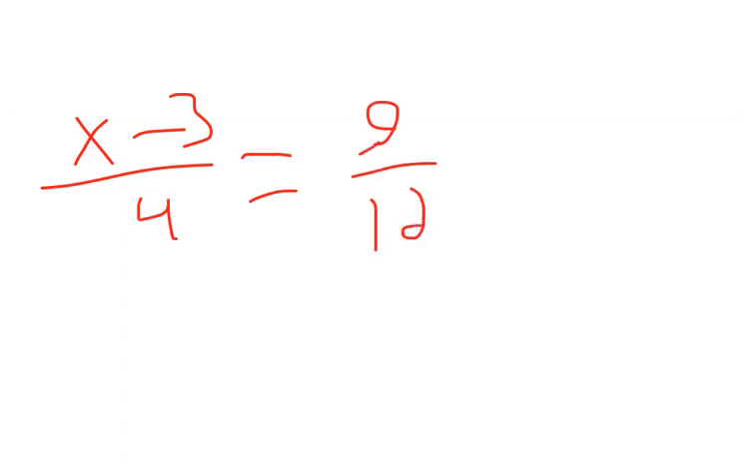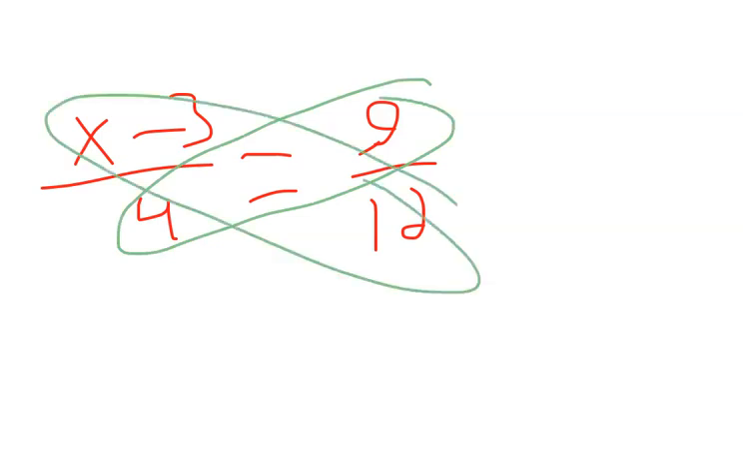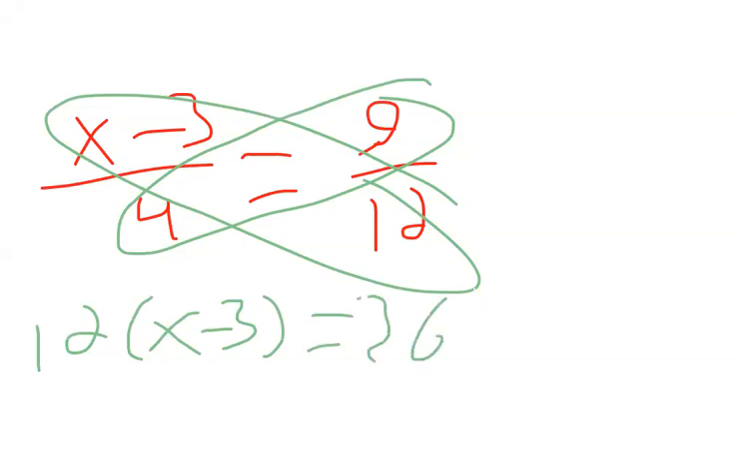Okay, and then this is much more simplified than before. So you can just do cross multiplication. That's the easiest way when you have equal signs in fractions. This and this. So you're left with 12 times x minus 3 is equal to 9 times 4, which is 36. Let's just do that.